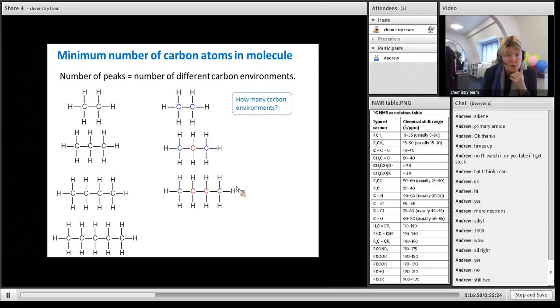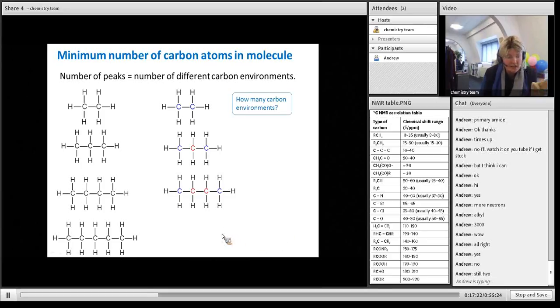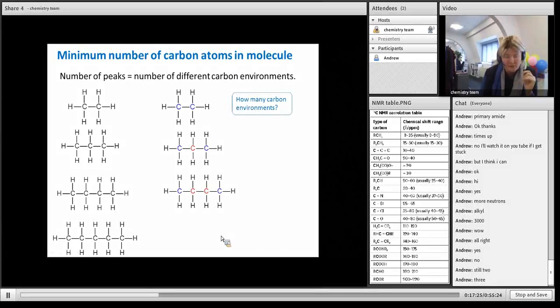Still 2, correct, well done. So the ones on the outermost have got 3 hydrogens attached and a propyl group for the blues. And the red ones have got 2 hydrogen atoms, 1 methyl group, and 1 ethyl group attached. So they're exactly the same, 2 hydrogens, 1 methyl, 1 ethyl, so exactly the same environment, same amount of deshielding, so they'll resonate at the same frequency.